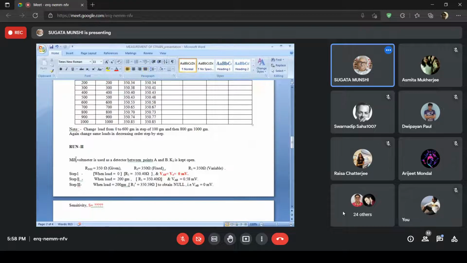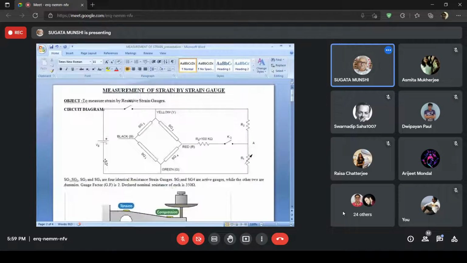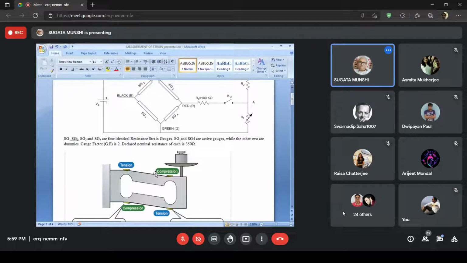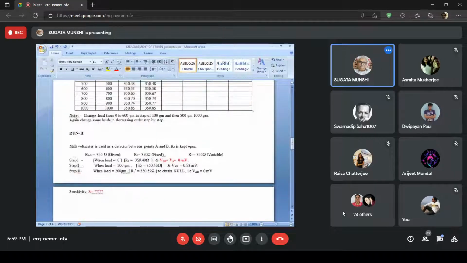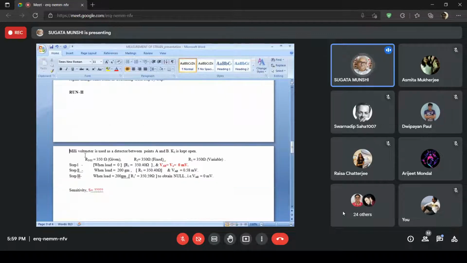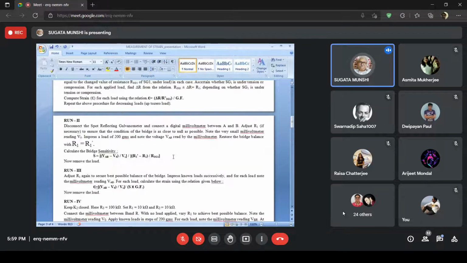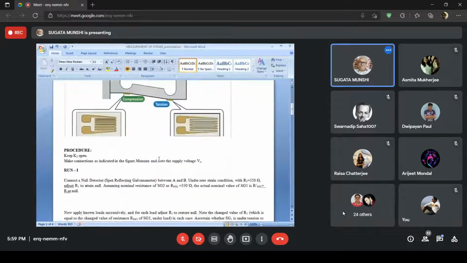Now in run 2, instead of this null detector, you use a millivolt meter across A and B. Connect a millivolt meter. Now you will use the direct readout method. The millivolt meter is used as a detector between points A and B. K2 is kept open. K2 is kept open means you are still working with the earlier bridge.